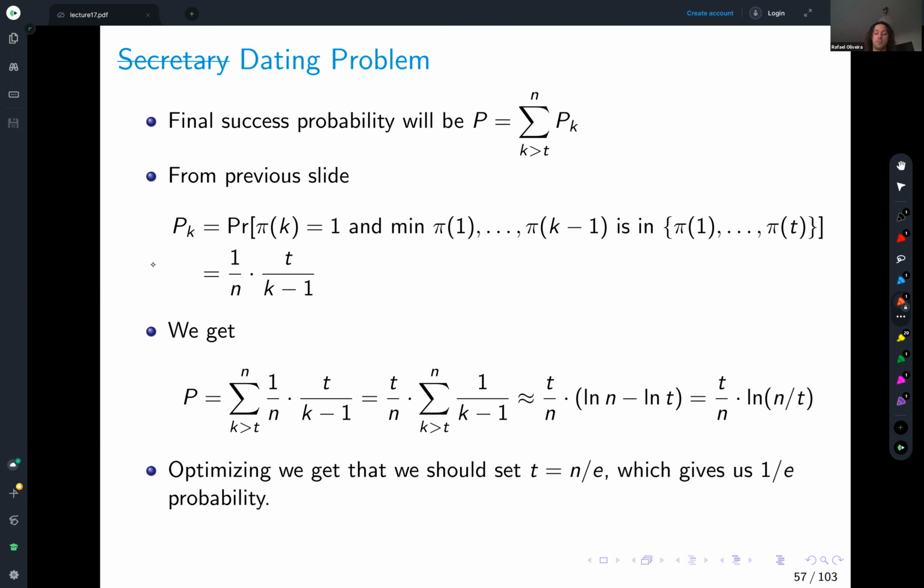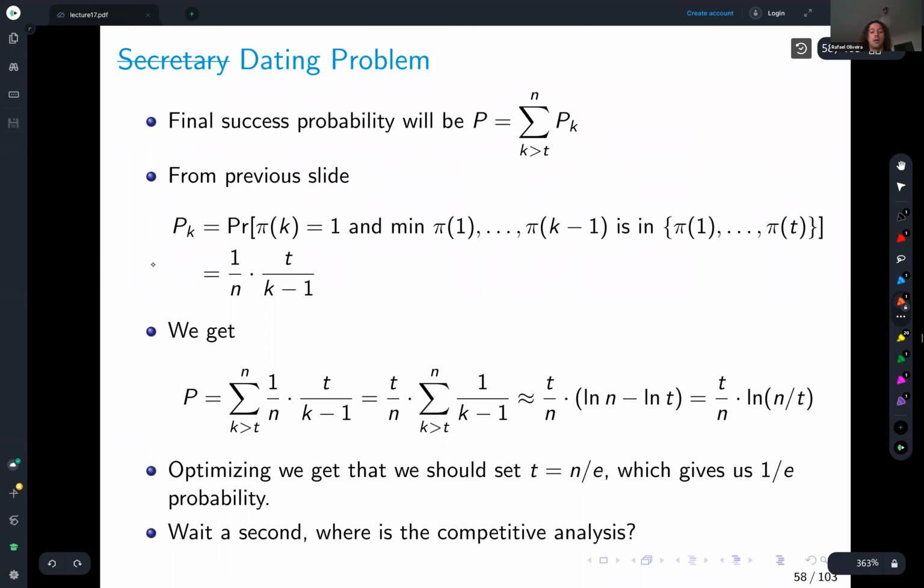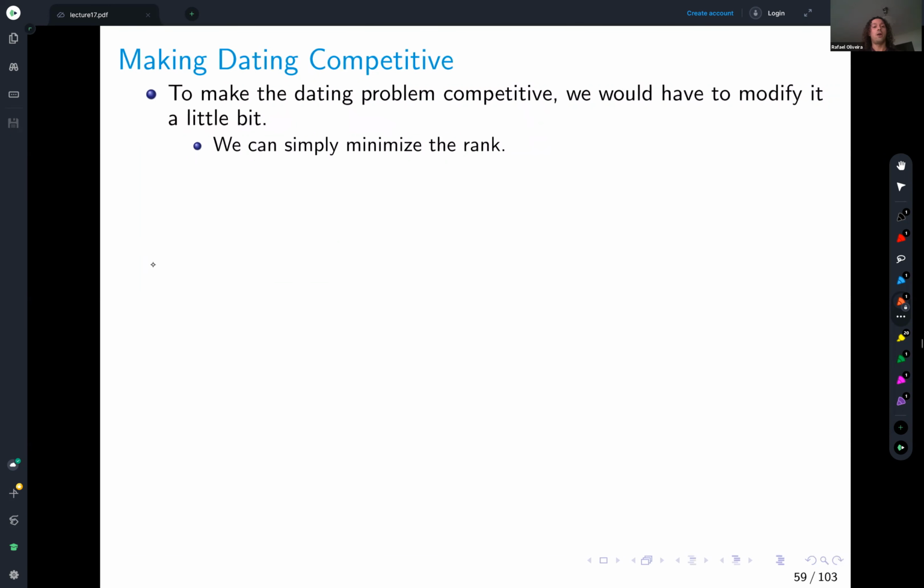But now, if you're paying attention to all that we talked about, you're going to ask, wait a second, this is not competitive analysis. Where is the competitive analysis? This is not competitive at all. You just gave me an algorithm and you gave me a guarantee. And indeed, you will be right. So how do we make dating competitive? That would be your question. How do we make dating fit in this framework?